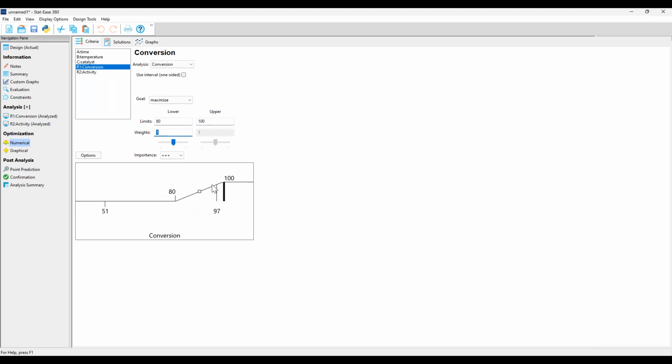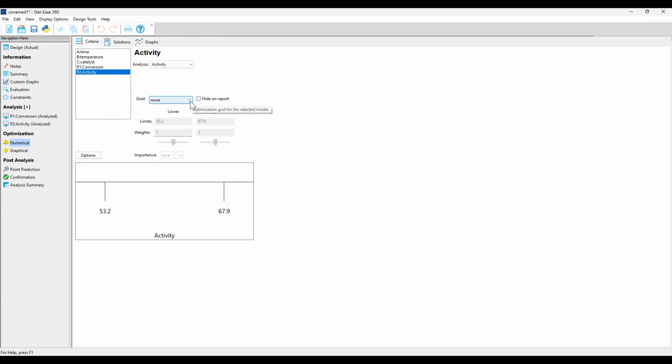This little ramp on the bottom shows you what's called the desirability. So we won't see any solutions until we get to 80, and then it's going to be better and better as it chases up to 100. Okay. The activity, we have an interesting property there. We actually want to target a particular value.